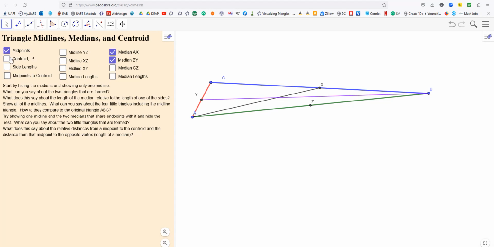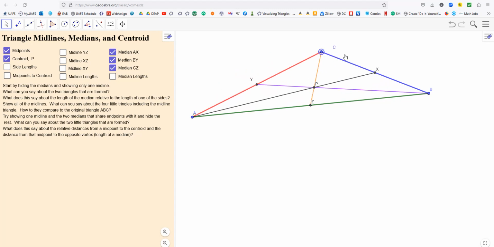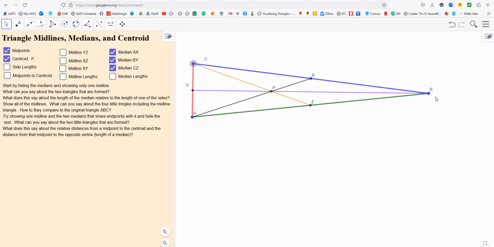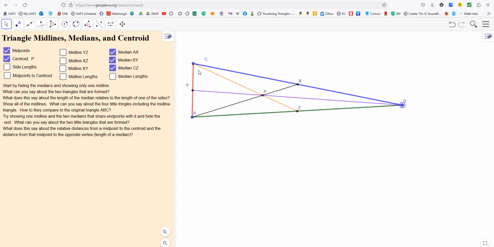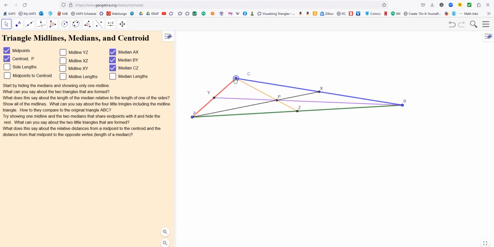Okay, and one thing we notice is the medians all cross in the same place. So isn't that cool? That's a very cool result. So we're going to actually prove that result. We may have actually seen this in an earlier video when we just talked about multiple types of triangle centers, but we're going to actually prove it now.